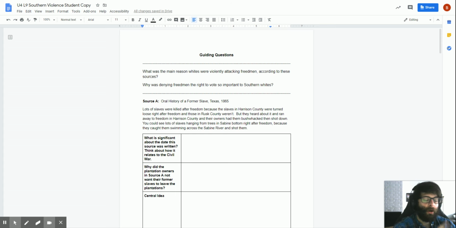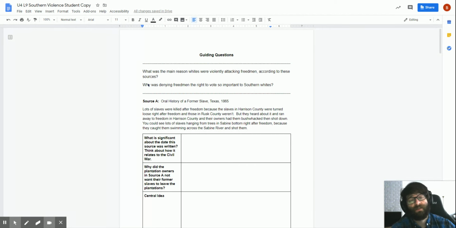Okay, so here are your sources for the Southern Violence lesson. As you can see, the structure looks very similar to what you've done before as far as the sourcing in previous lessons. You can see that there are guiding questions up at the top. What was the main reason whites were violently attacking freedmen, according to the sources? And why was denying freedmen the right to vote so important to Southern whites?